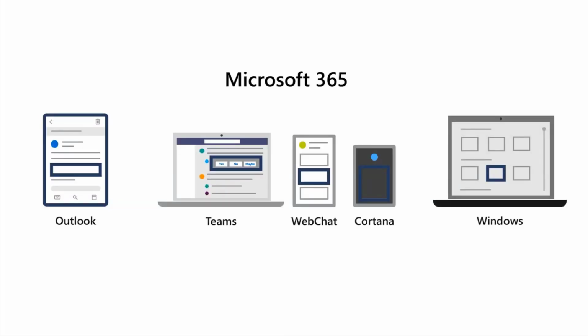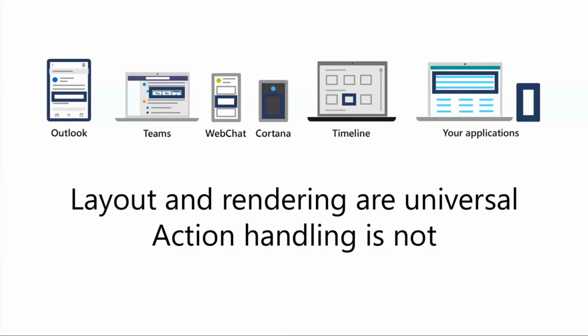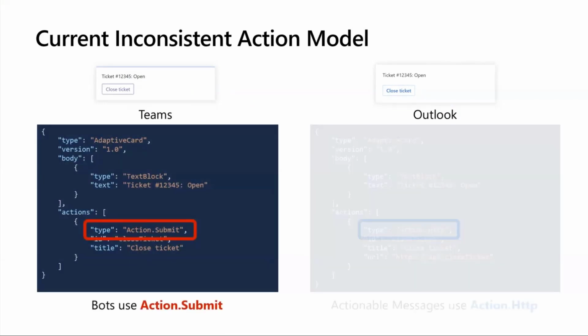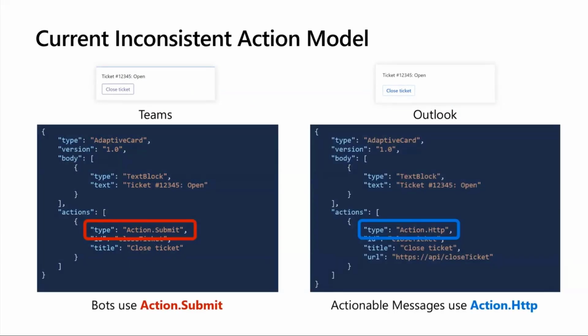Now, here is a very high level overview of our M365 ecosystem. I'm sure most of you are well versed with Outlook and Teams. And in addition to that, we have the likes of web chat, Windows, Cortana, etc. And the challenge that such a broad ecosystem presents is that while layout and rendering for adaptive cards are universal, the action handling is not. And this is also a question that I just saw on the chat. What it implies is that today there is an inconsistent action model between Teams and Outlook.